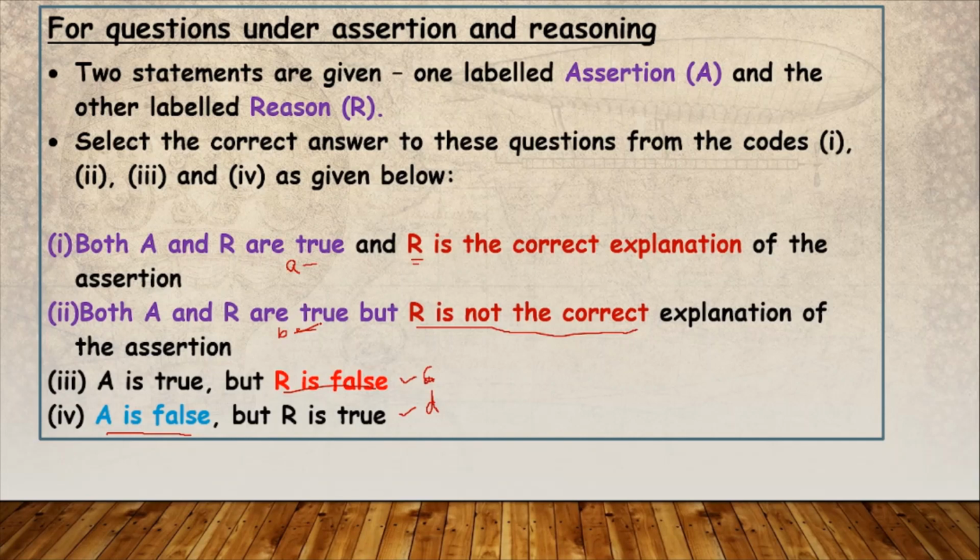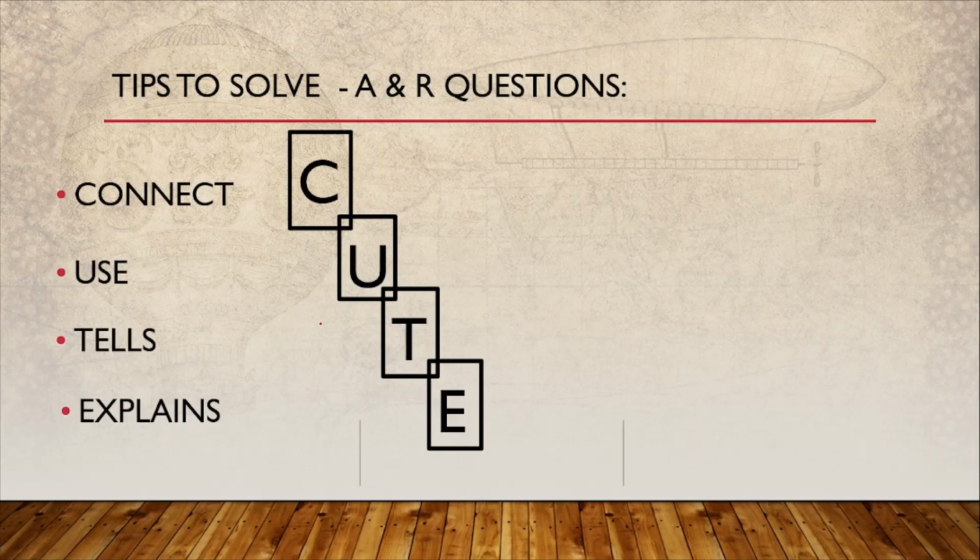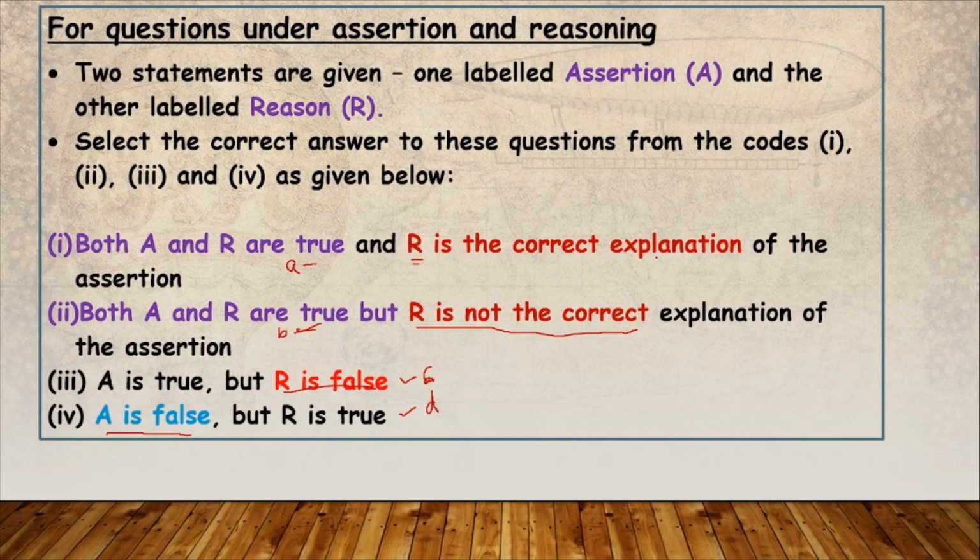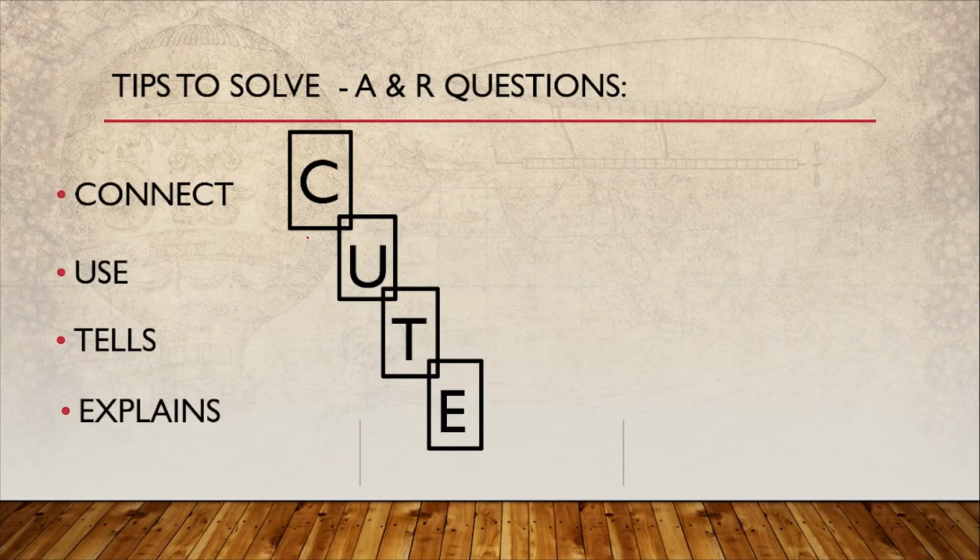Where do we have assertion and reasoning questions? We have 20 MCQs in section A in our test paper. Out of the 20 MCQs, question number 19 and 20 are based on this assertion and reasoning. To solve this, I told you about correct explanation, so A and R have a connect. How to check whether the reason is an explanation of the assertion? For that you can follow this rule, CUTE.